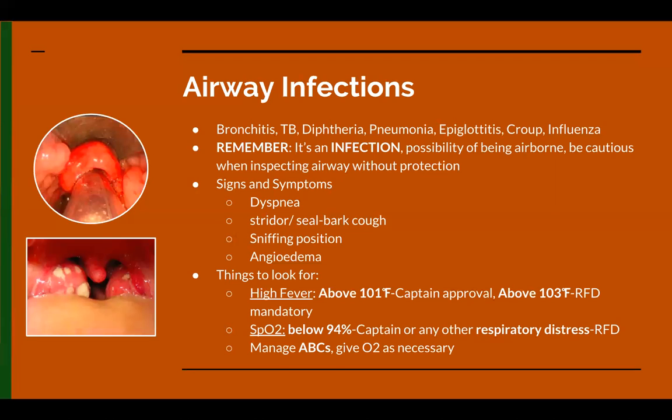And then again, if there's difficulty breathing and the pulse ox is below 94, like always, our treatment's going to be oxygen. And you'll need a captain approval for a refusal, unless there's respiratory distress, in which RFD is going to be called no matter what. And again, manage the ABCs always. Don't forget about them, and give O2 as necessary.